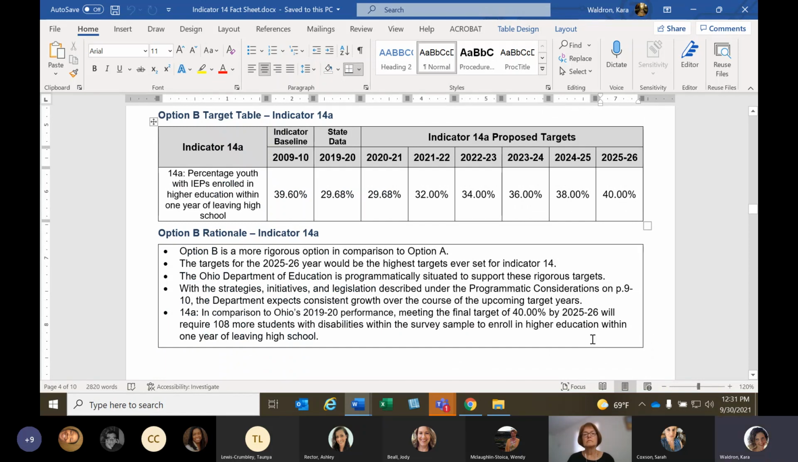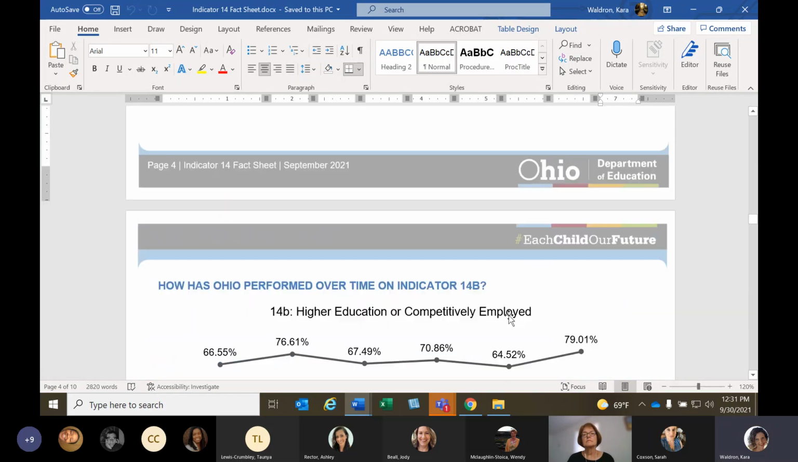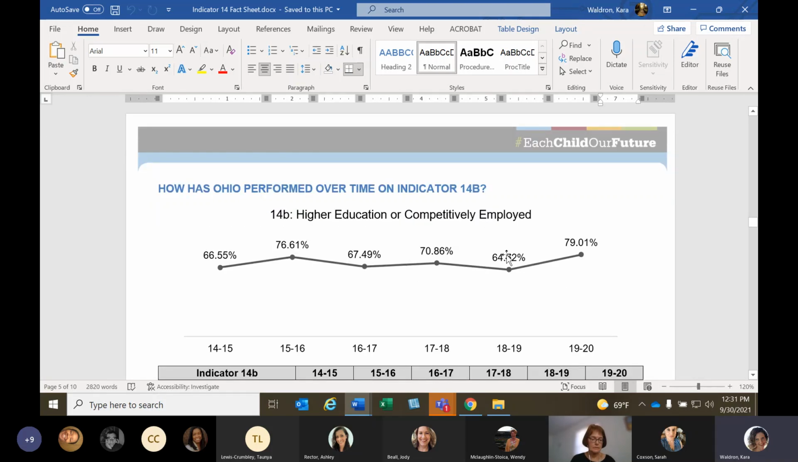All right, so that is 14A. Let's build on that with 14B. Here's where we keep all of the kids, I shouldn't call them kids now. They've graduated, goodness. These young adults have graduated. They're either enrolled in higher ed or they're competitively employed. So we build on that, and so we can see the impact that that has.